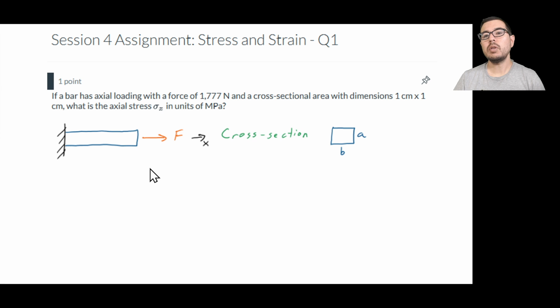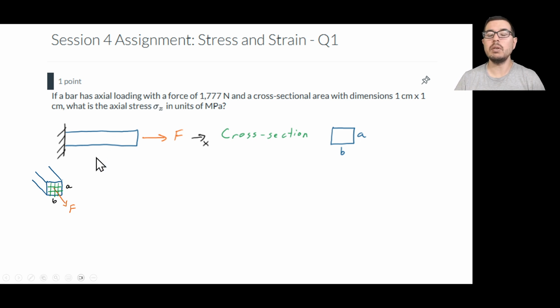So to start, let's make another little drawing, which is probably not necessary once you get to doing a lot of these problems, but I just want to illustrate a point. We have this force acting over this cross-sectional area. And when we think about stress, we're now thinking about what is a small force acting over essentially an infinitely small area.